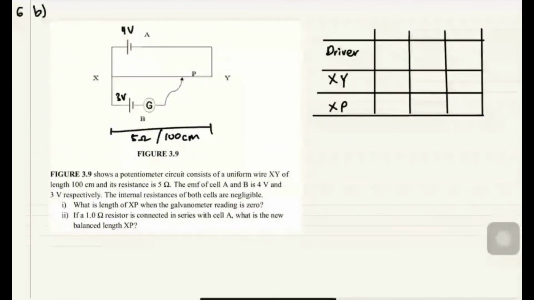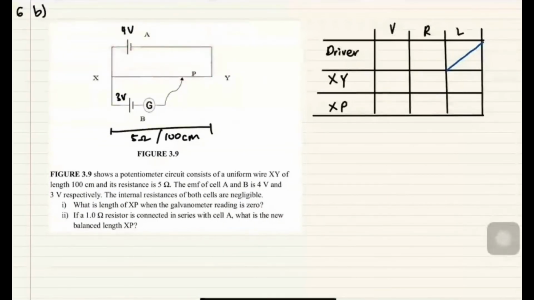Okay, you do it quickly. V, R and L. The first one, erase it first. Okay, the driver, the driver part is the first loop, the whole loop. That whole loop, what is its voltage? In loop one, what is the voltage? Four. Four, right? And its resistance?